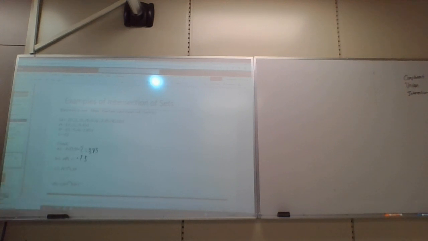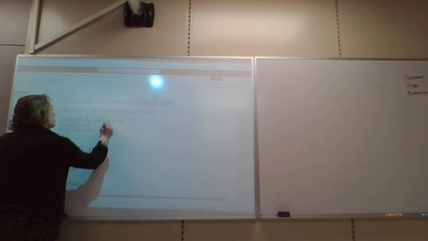So we're going to look at C here. Now, C is A complement intersect B. Before I can find this, I must first find A complement, right? What is A complement? So over here, I'm going to write A complement.